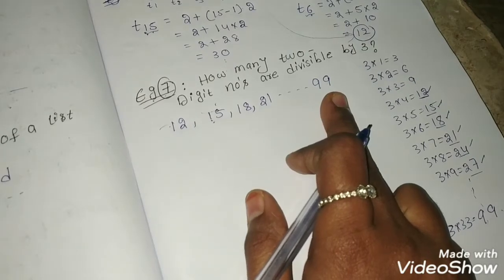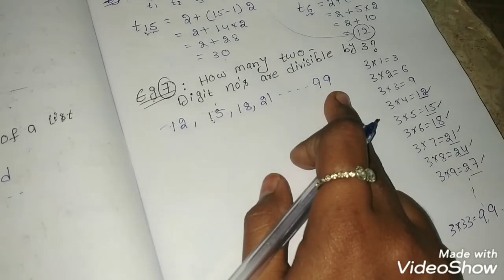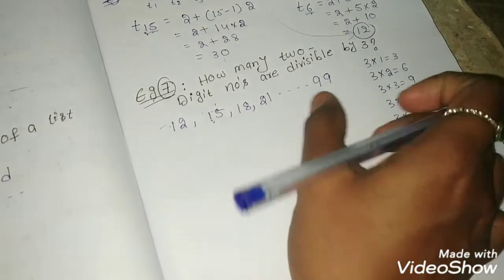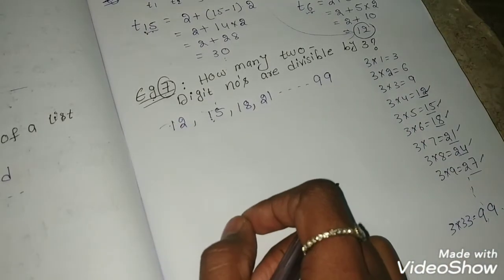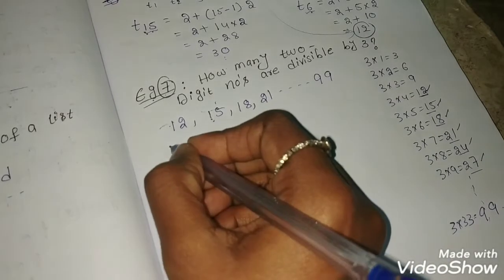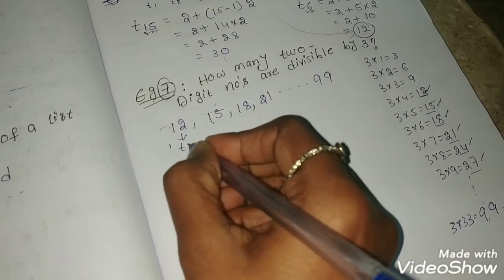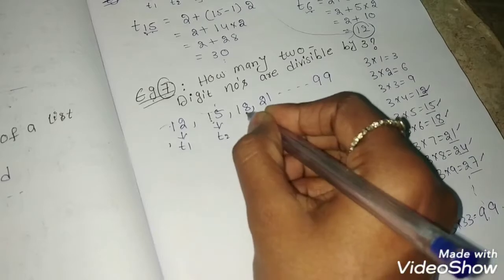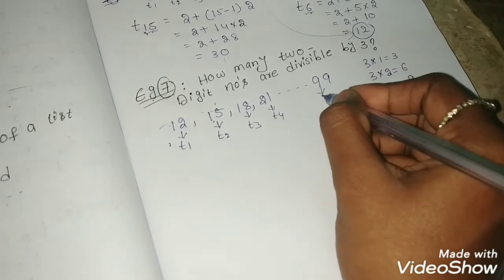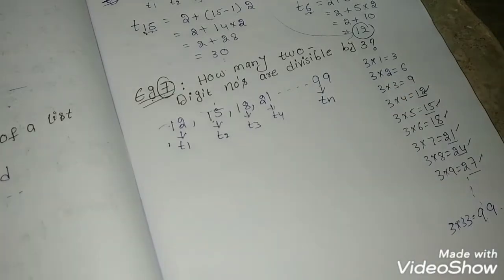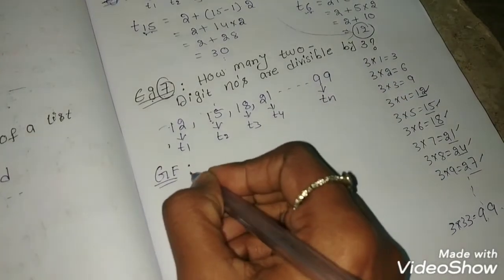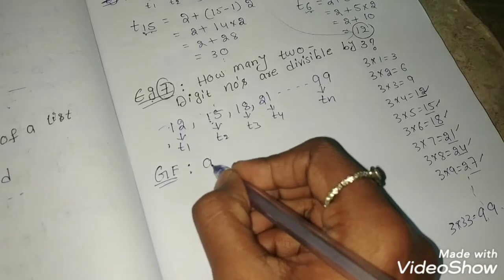So the question is, how many terms are there from 12 up to 99? This is the question, very simple and very easy. First of all, find out the first term. This is the first term, this is term 2, term 3, term 4, and this is term n, that is tn. Okay, the general form. Write down the general form of an arithmetic progression. What is the general form?